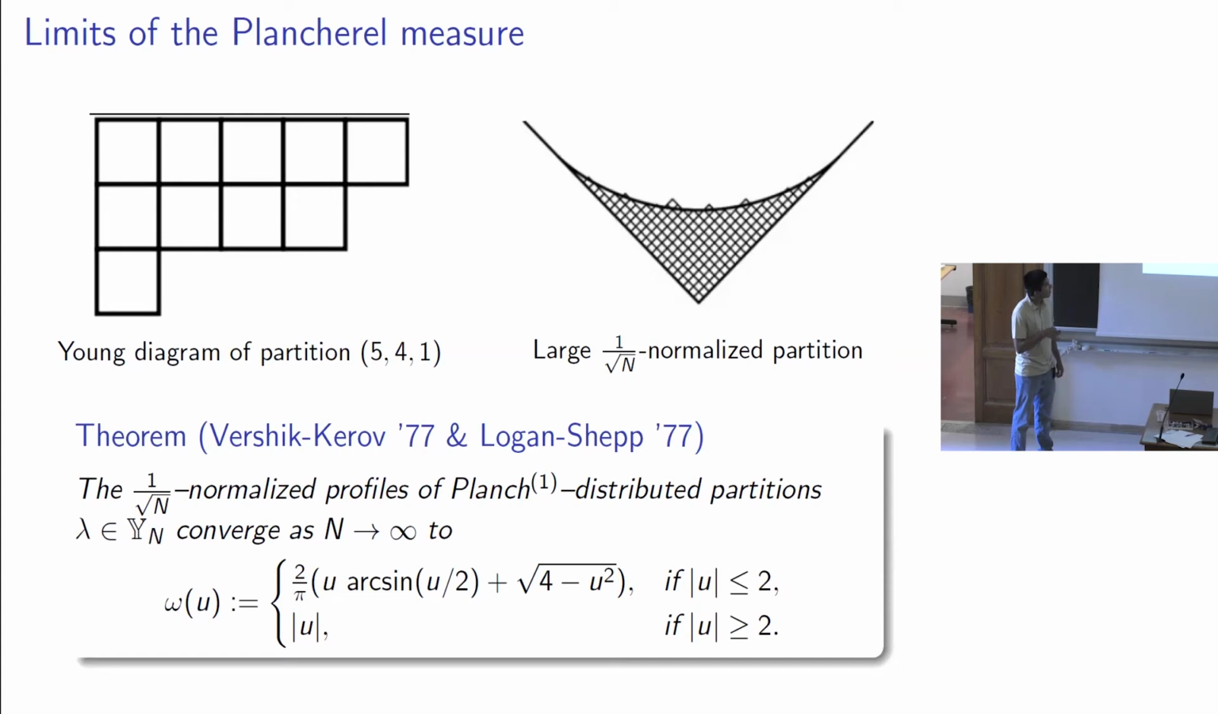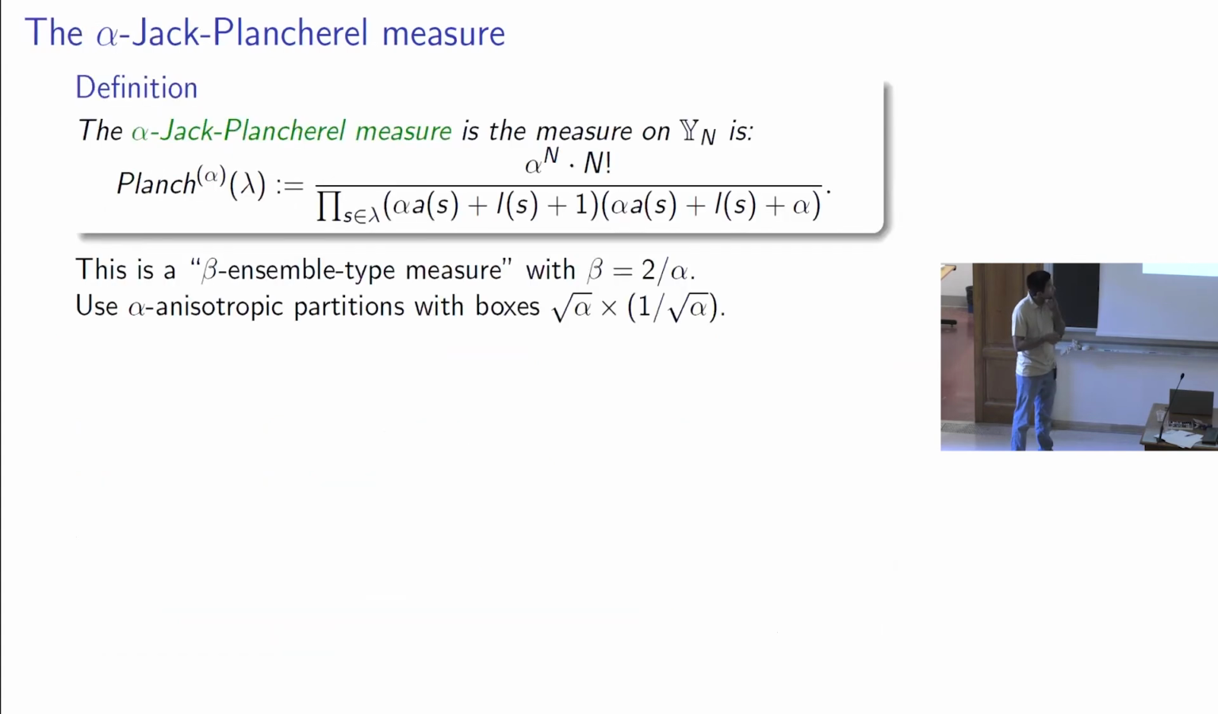So that's a very classical result. And now, of course, as you can see from previous examples, I want to look at the high temperature limit shape. So what do we mean by high temperature limit shape? You need to have a parameter beta. This will be my definition. There will be a 1 parameter degeneration of the Plancherel measure, that I will call alpha Jack-Plancherel measure.